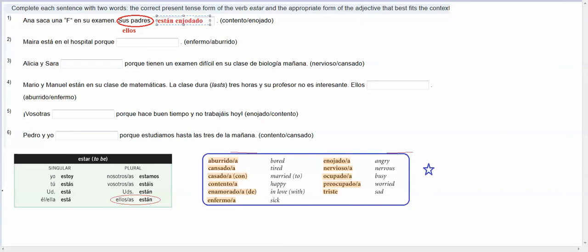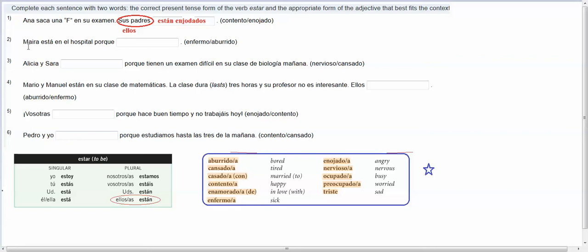enojado. If you'll notice though, enojado ends in O. It has to agree with the subjects that we're describing. So the people who are angry are the parents. So enojado needs to agree with those parents. So I have to add an S here because it's two people that are angry. So how I would do that is, sus padres están enojados.